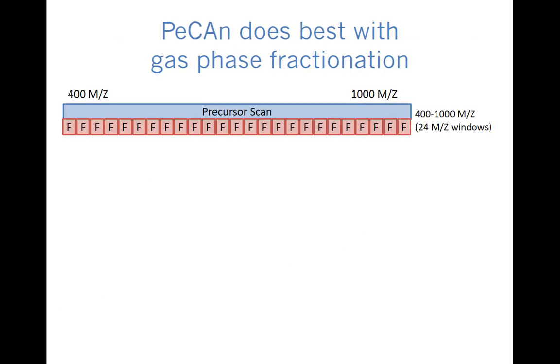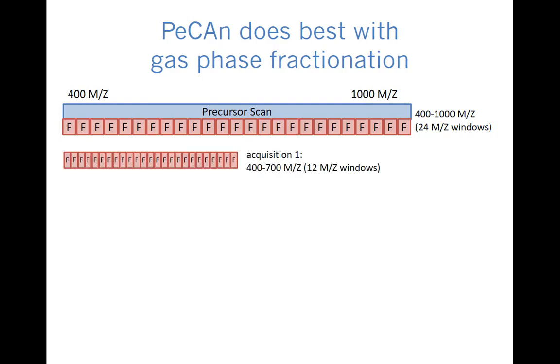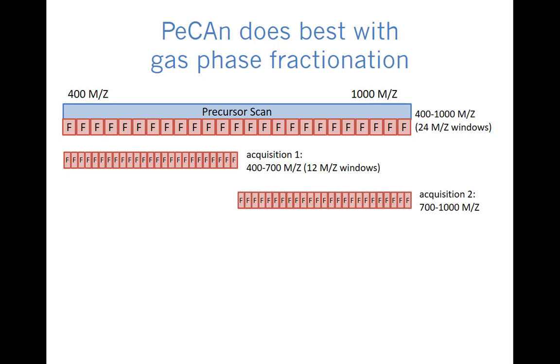Okay, that said, there are some really good uses for Pecan that go beyond just looking at a single file. Here I've got a representation of an acquisition. I'm scanning from 400 to 1,000 m/z in 25 windows that are 24 m/z wide. Does that make sense? So if you were smart and lucky enough to have a lot of sample, you could do two acquisitions. This is what we call gas phase fractionation, where in the first acquisition you'd scan from 400 to 700 with 12 m/z wide windows, so much narrower, with much less likelihood of interference. And you do two scans.